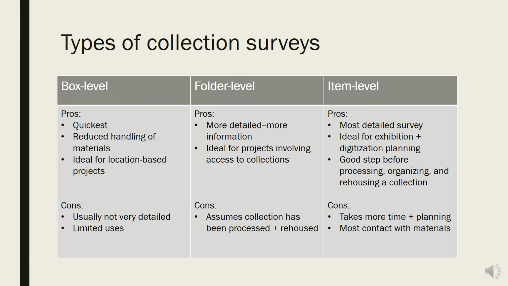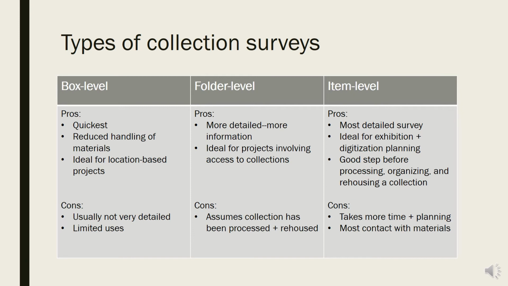A box level inventory is a survey of collections that generally does not involve recording information about contents in detail. This type entails simply marking a box, its location, and its general relation to the collection, such as if it's part of a sub-collection or series, and recording basic information about contents. This method is the quickest way to generate a collection survey with little to no interaction with materials, reducing handling, and it's ideal for location-based projects.